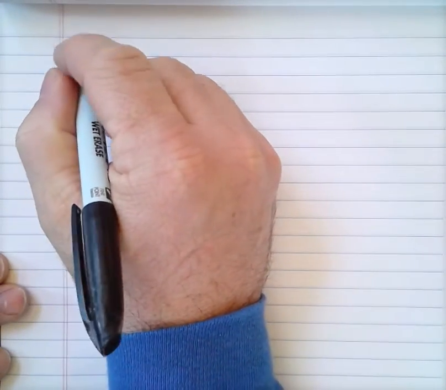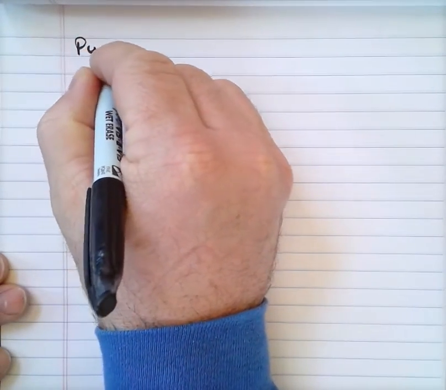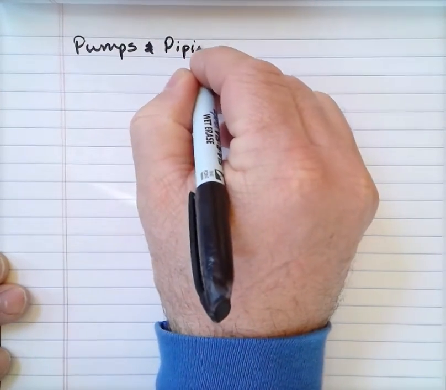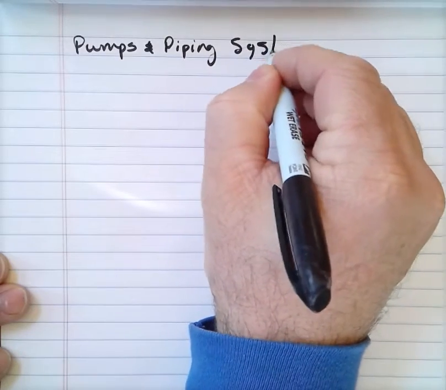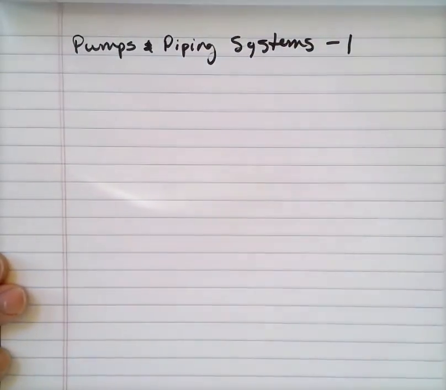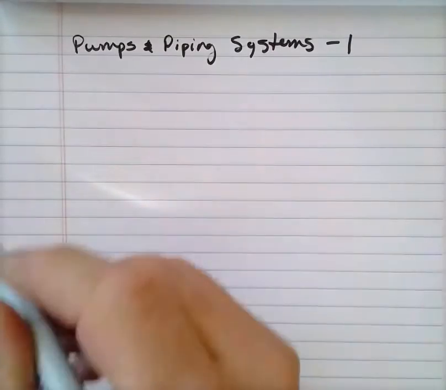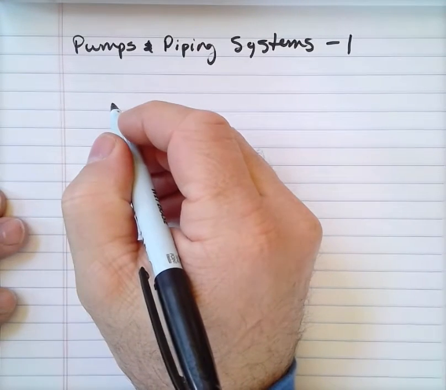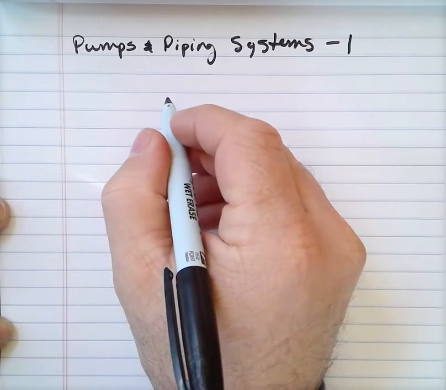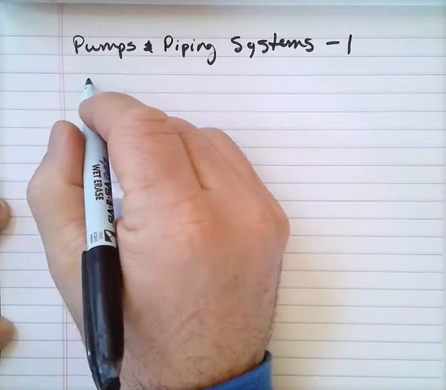Well, hello there. Let's talk a little bit today about pumps and piping systems. This is video one. Gonna start with something that we call a pump curve, and this is a pump curve for a centrifugal pump.